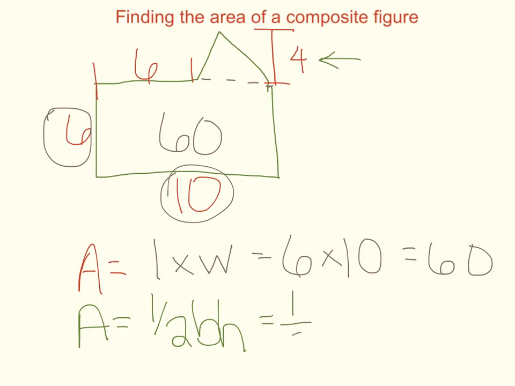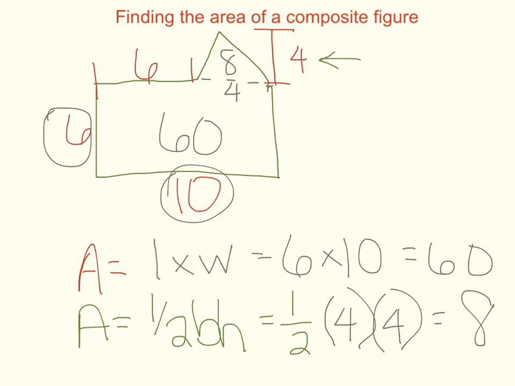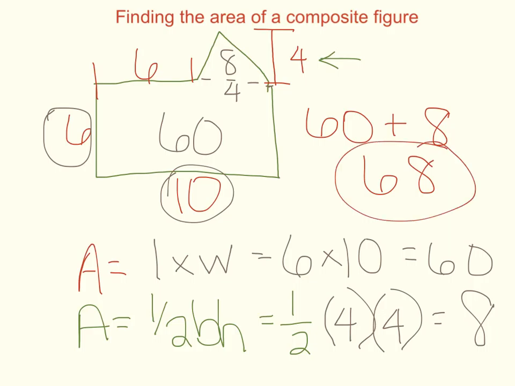So we would say 1/2, and then we have to figure out the base. Well, if we know that the whole distance is 10 and part of the distance is 6, then the distance of the triangle is the difference of the two, which is 4. So you would multiply this times 4 by 4. 4 times 4 is 16, and half of that would be 8. So the area of your triangle would be 8. You add both of those areas together, and that gives you 68 as your total area of the composite figure.